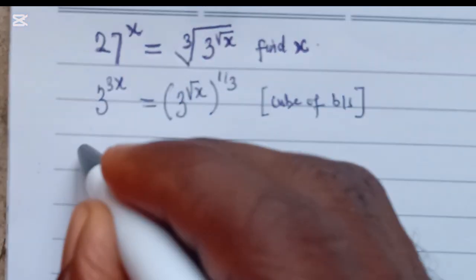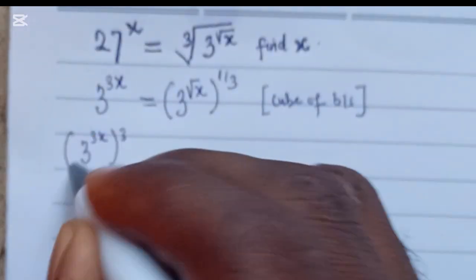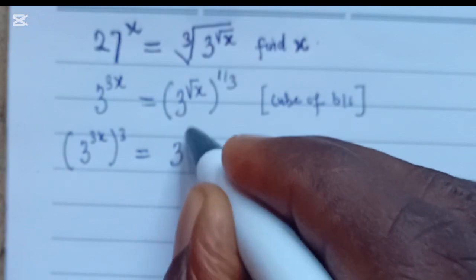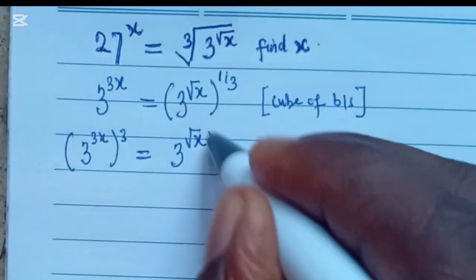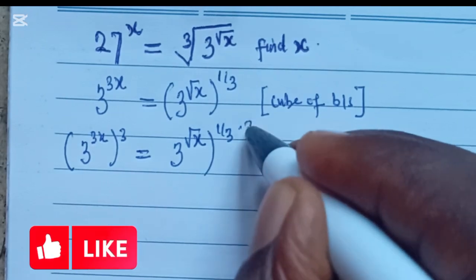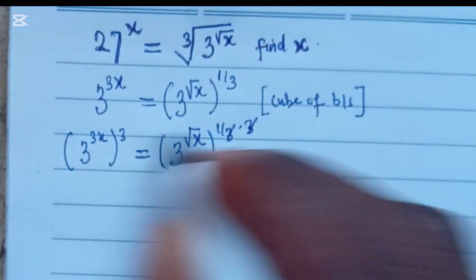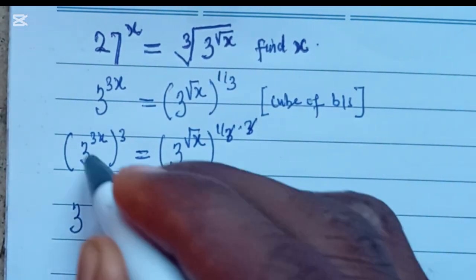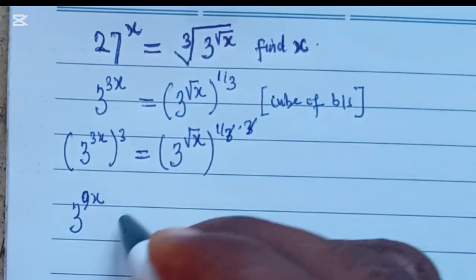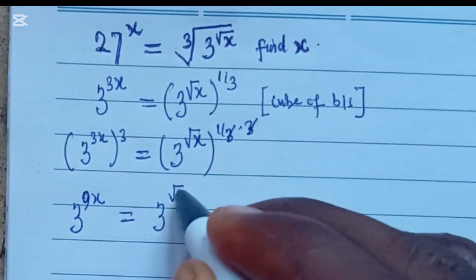When you do that, you're going to get 3 to the power of 3x and then everything to the power of 3 multiplied by 3, and then you will be left with 3 to the power of this and then 1 over 3. And when you multiply that by 3, this cancels 3 and then we are left with 3 to the power of 9x. So we're left with 3 to the power of the square root of x.